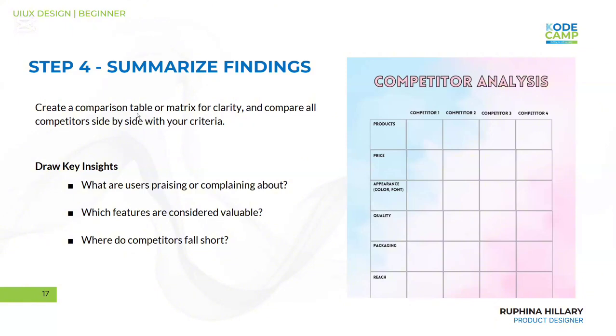So now when you are done with summarizing all your findings, you can use this to draw key insights. You find out what your users are praising, what they are complaining about, what features are considered valuable, and where the competitors fall short. So at this point, we are able to summarize our findings and we're done with competitor analysis. We've gotten this whole information and we want to synthesize it to make our products better.